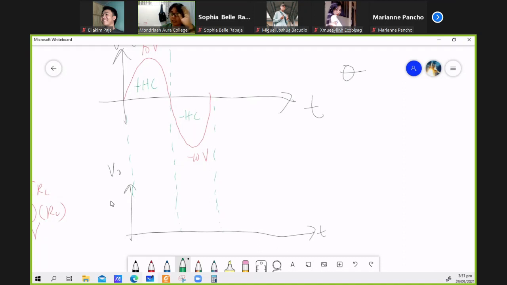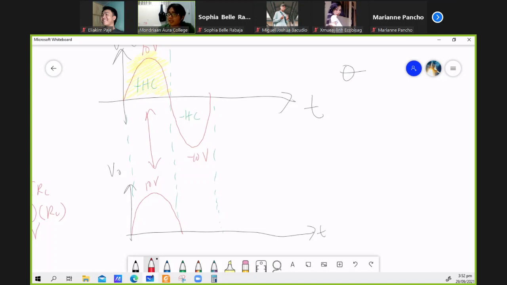So during the positive half cycle, ano daw yung output natin? Positive 10 volts. Or kung ano yung pumasok, yun din yung lalabas. So ito yung pumasok, ito yung nasa taas. Ito yung pumasok natin. So dapat yan din yung lalabas. So lalabas natin, kamukha din dapat ng input. So this is 10 volts. This is during the positive half cycle.